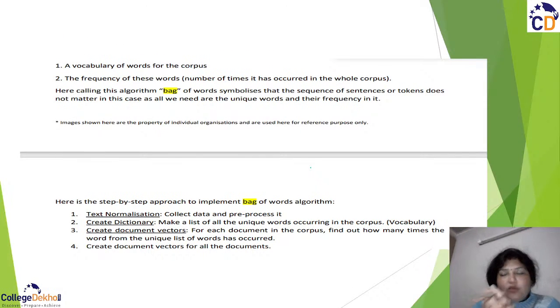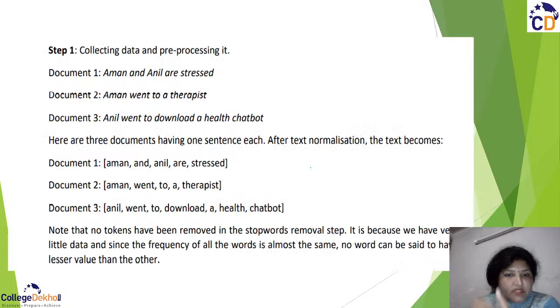Now let us see the steps to implement the bag of words. The first is text normalization: collect the data and preprocess it. Then create a dictionary, a list of all the unique words occurring in the corpus, what we have called the vocabulary. Then create a document vector: for each document in the corpus, find out how many times each word from the unique list has occurred. I will be taking an example. Create the document vectors of all the documents.